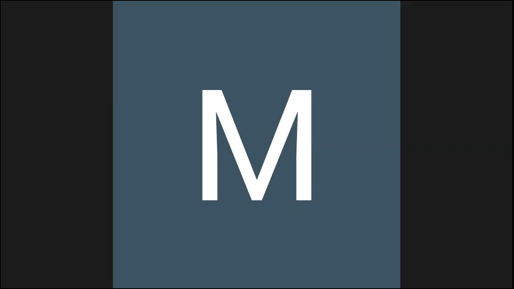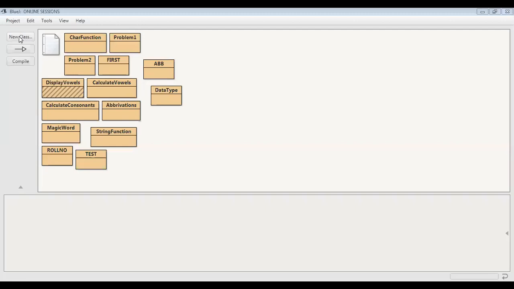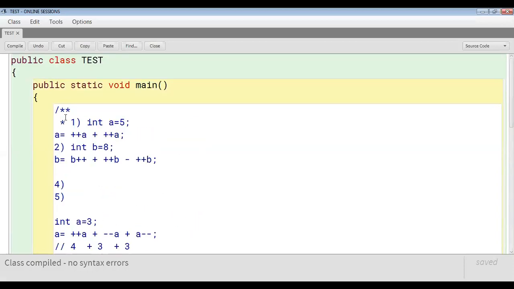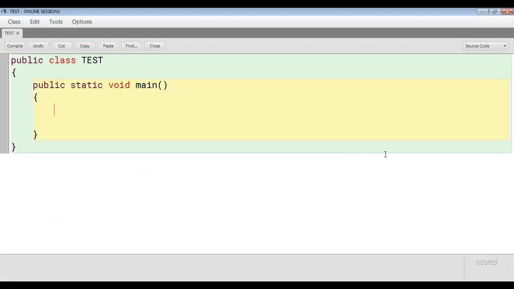Now before starting with the next thing, I will test you a little more on ternary operators. So let's test ternary operators. Now I will delete all this, and now all of you give me the answer.